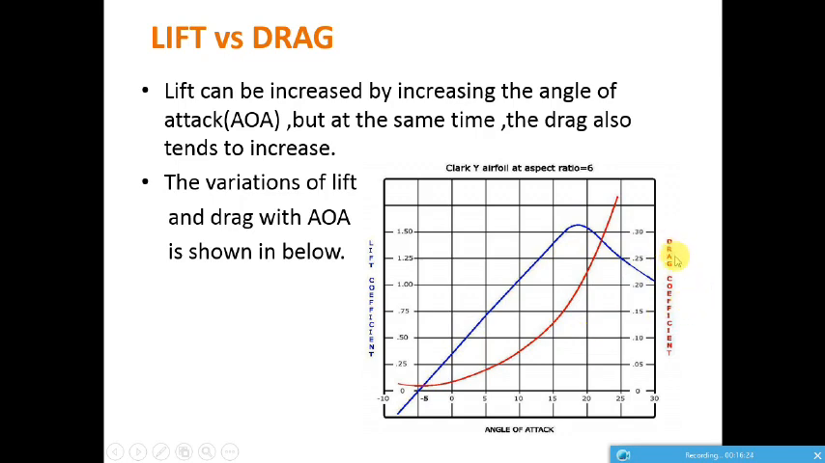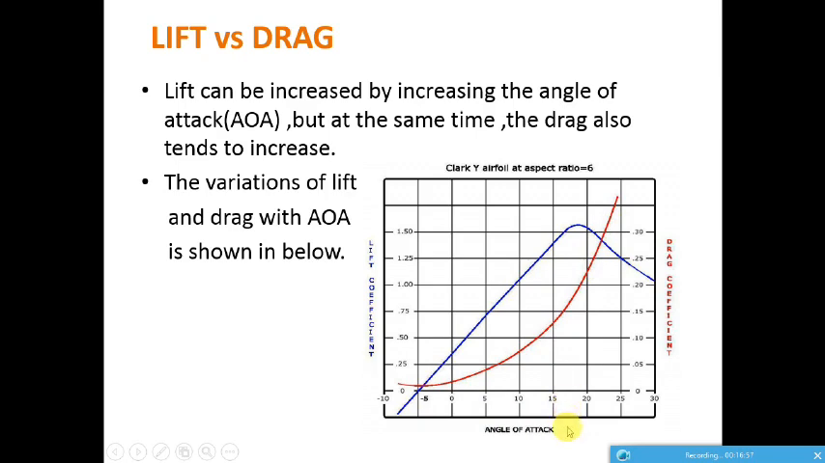So another, we have two y-axis components. The red curve corresponds to drag coefficient. So we have another coefficient called drag coefficient, same as that of a lift coefficient. See, the drag coefficient generally tends to increase with the angle of attack to certain points, and thereafter it suddenly increases with angle of attack.